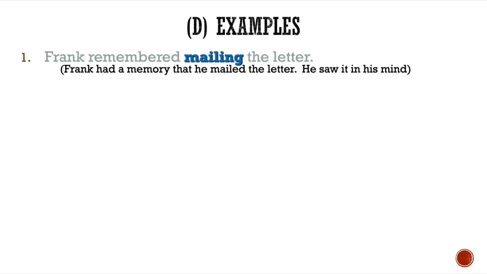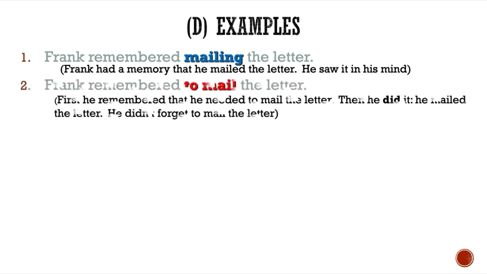Frank remembered mailing the letter. So here Frank had a memory that he mailed a letter. He saw it in his mind. Instead, if we say Frank remembered to mail the letter, the meaning changes. First, he remembered that he needed to mail the letter, then he did it. He mailed the letter. He didn't forget to mail the letter.